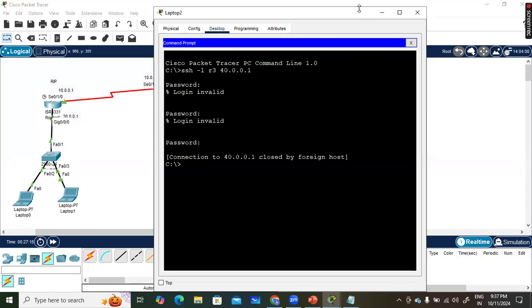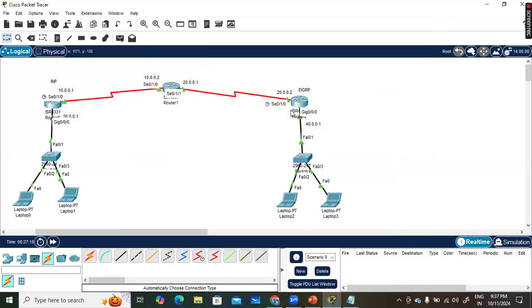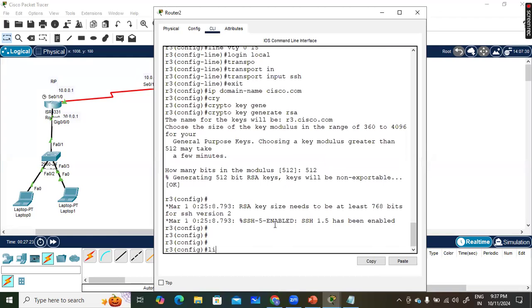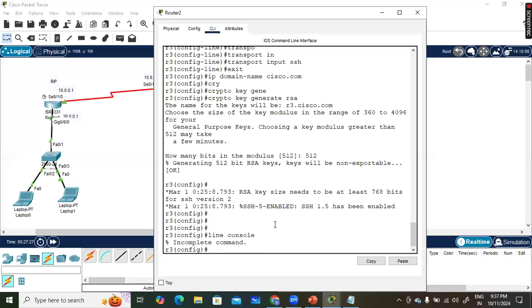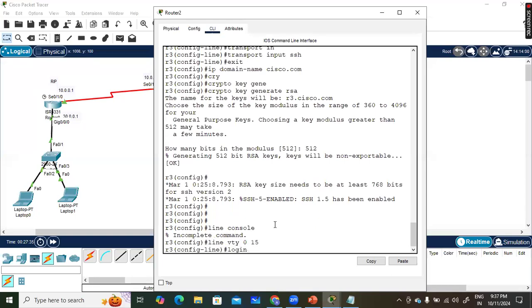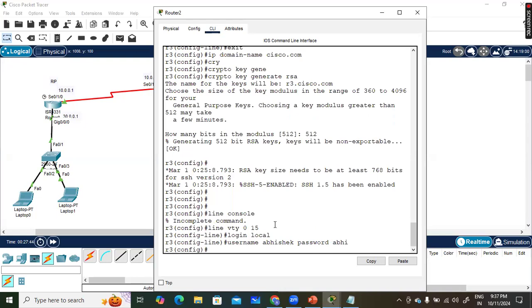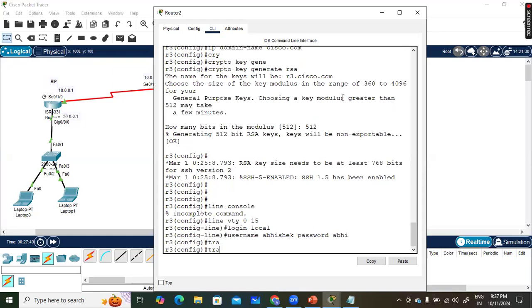I think we haven't given the password there. I think there's a password command which I forgot. So you can give the password here and everything will be fine. Just write line console. Then line vty 0 15, enter. Login local. Username is Abhishek and password is Abhi. That's all you have to give. The rest you don't have to give anything. If you want to write, you can.